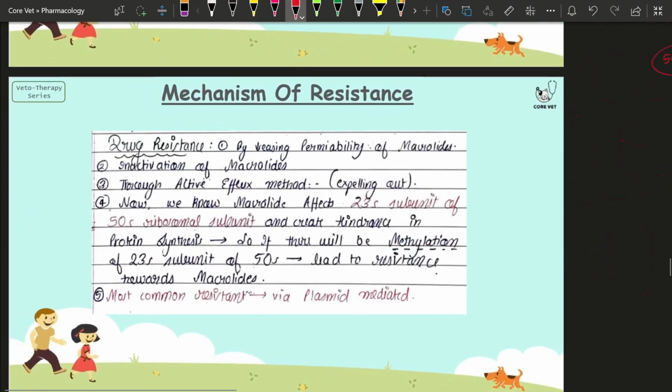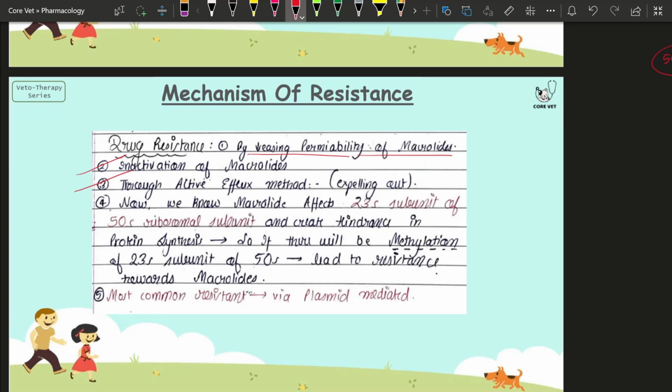Now coming on to the mechanism of resistance. It is quite similar to the previous drugs that we had discussed already. Drug resistance could be obtained by decreasing the permeability of the macrolide, by the inactivation of the macrolide, or through the efflux of the macrolide that had already entered the bacterial cell. We can just expel that macrolide out of the bacterial cell to have resistance towards this class of drug. Or there could be methylation of the 23S ribosomal RNA that is there in the 50S subunit.